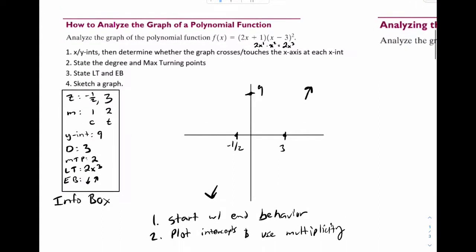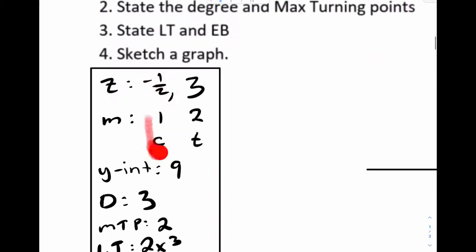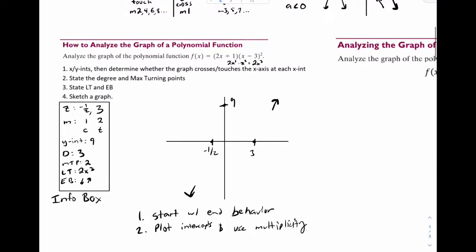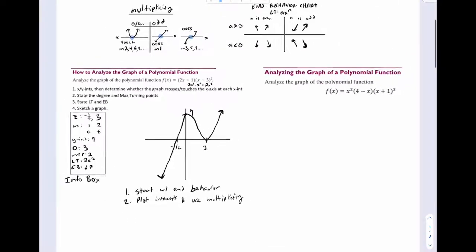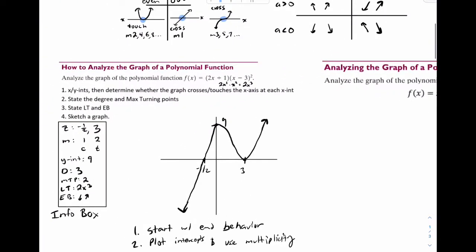So when I approach -1/2, look right here, it should cross, and then as I approach 3, it's going to touch. So that's what we're going to do. I'm going to cross through -1/2. I'm going to hit 9. I'm going to approach 3, and I have to touch because of the multiplicity, and there's our graph. So of course, this isn't perfectly accurate. We're just doing a rough estimate of what the graph should look like. And that is the answer there.